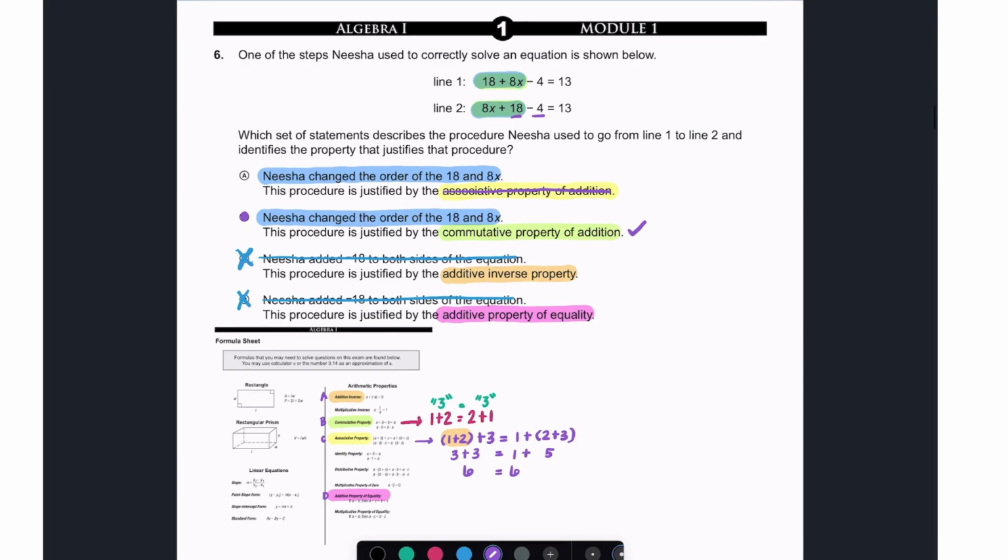Okay? So that's what we should have for that problem. So that was question 6.